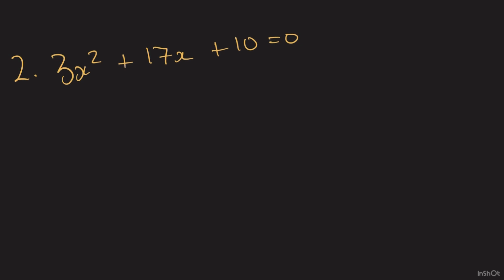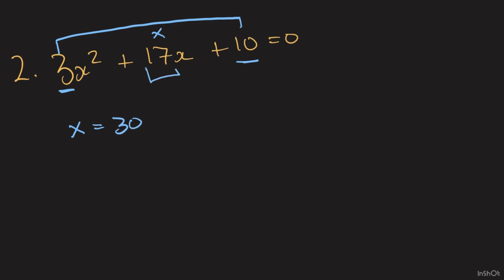Now moving on to the second question. First thing you want to do is times the number in front of the x squared by the last number. So do 3 times 10, which equals 30. So two numbers have to times together to equal 30, and two numbers have to add together to equal the middle number. So add together to equal 17.